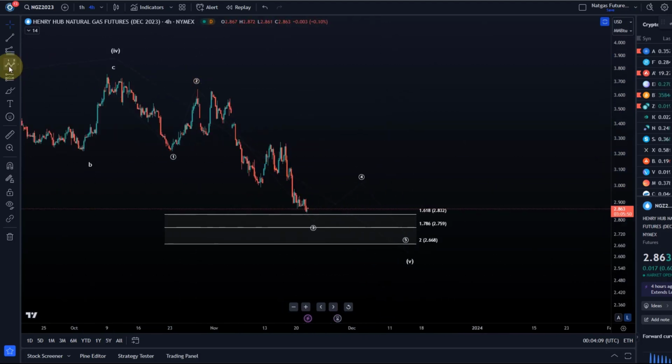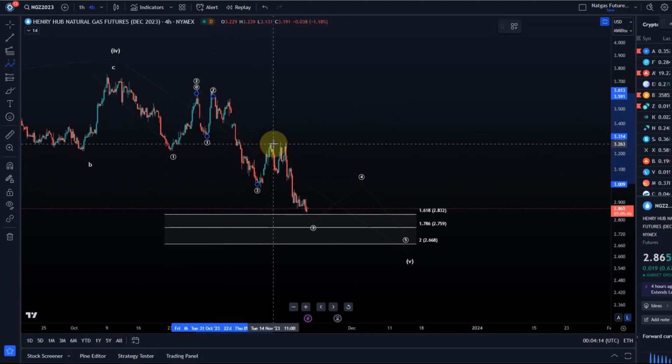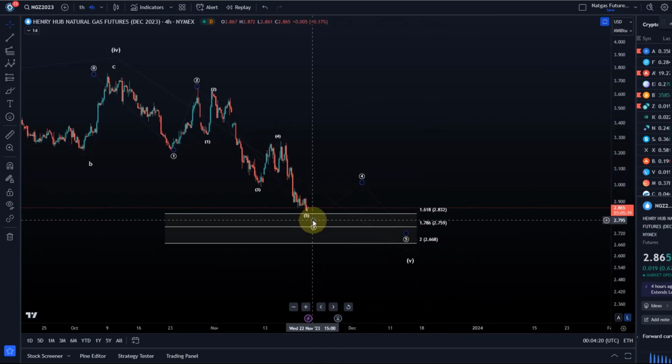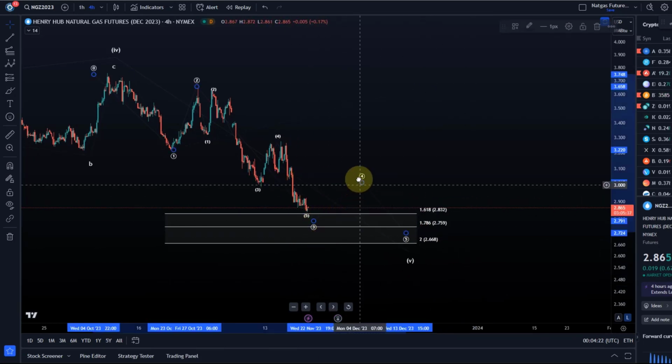So this is also to be charted as a 1, 2, 3, 4, 5, which could be nearly done, okay? And then wave 4 resistance.